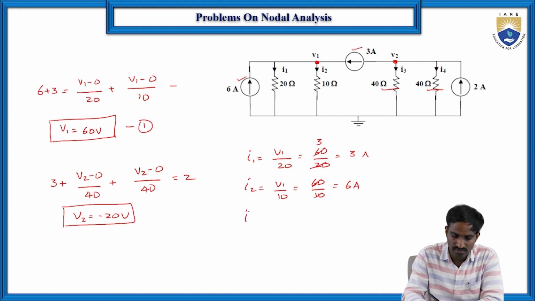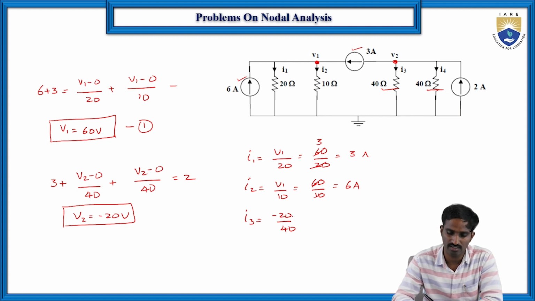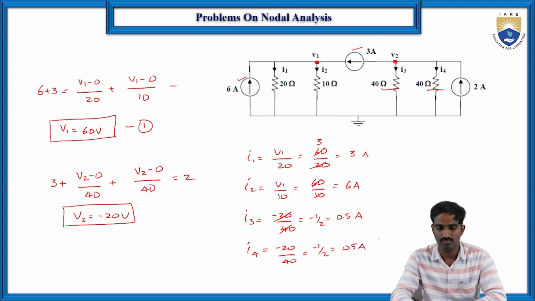Then coming to I3. So I3 is equal to V2 by 40. V2 value is minus 20, so minus 20 by 40. This is I3. Which means minus 1 by 2, which is equal to minus 0.5 amperes. Then similarly I4, which is also the same. So minus 20 by 40, which is equal to minus 1 by 2, which is minus 0.5 amperes again.